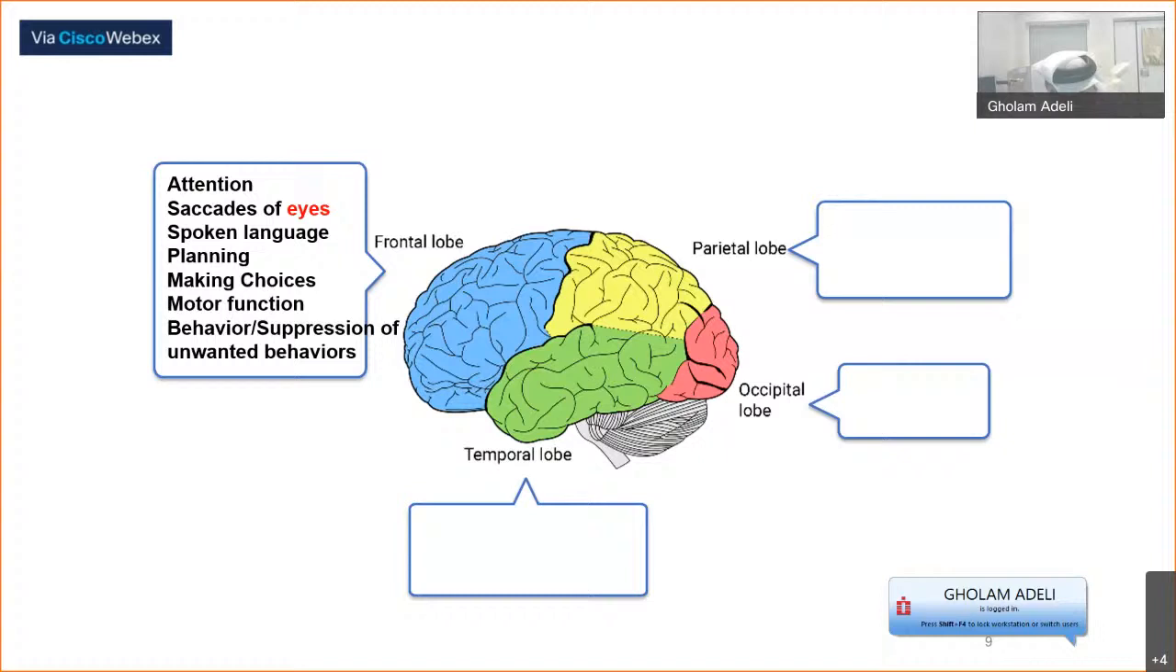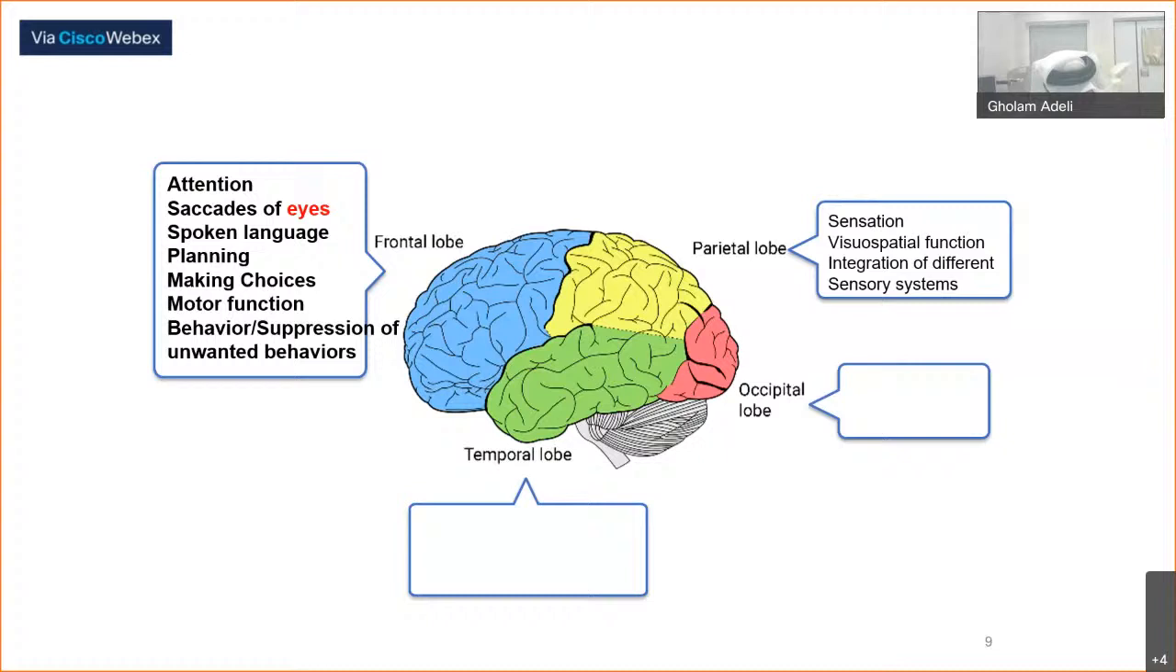The other cortices have other jobs. For example, the parietal is mainly sensory, the occipital is visual, and the temporal is learning and memory.